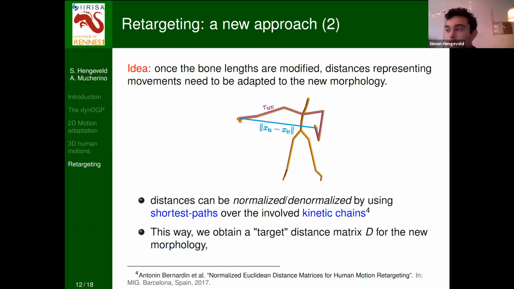And afterwards, when we want to denormalize this for the target morphology, we again find the same tau, but for the new morphology, and then use that to multiply this distance, so we now have an adapted distance between joints. And this way we can obtain for all the joints this target distance matrix that we would like to approximate as much as possible, so that we can copy the motion in the best way.